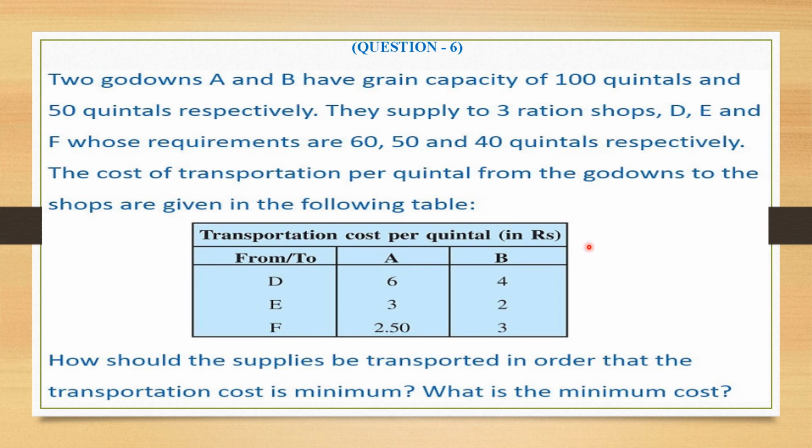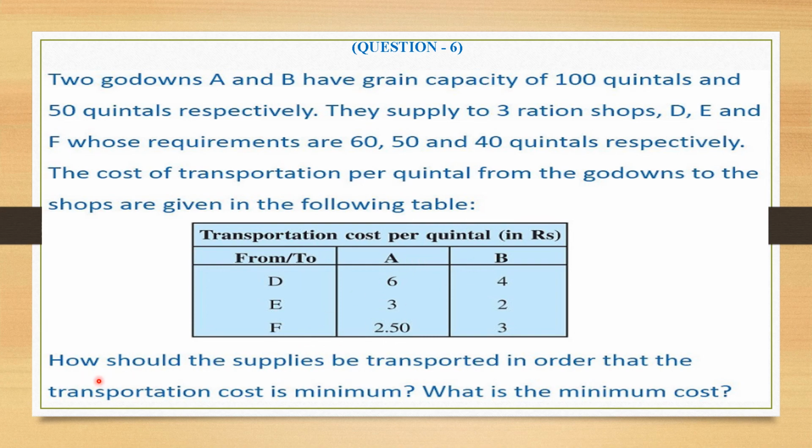Now this is the table given here. What does it mean? From D to A, the transportation cost is rupees 6. From D to B it is 4. E to A is 3. E to B is 2. F to A is 2.50 and F to B is 3. These are your D, E, F, the ration shops, and these A, B are the godowns.